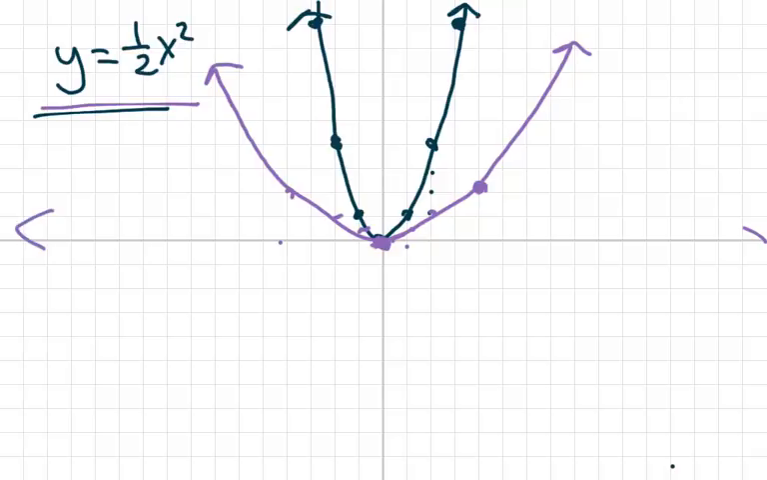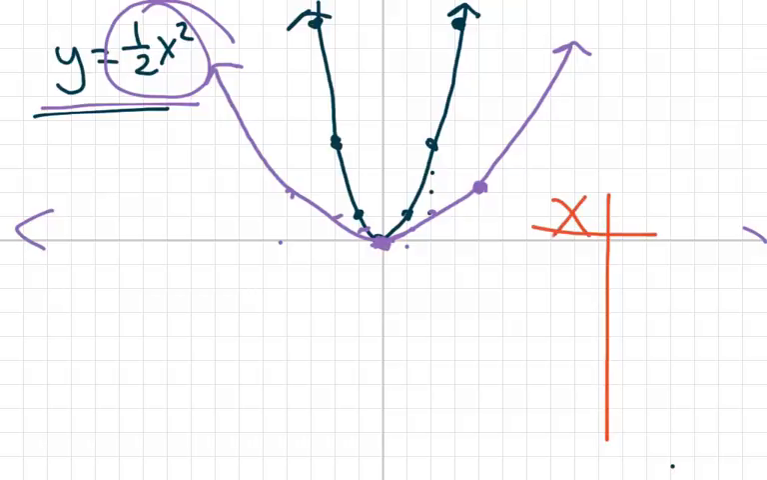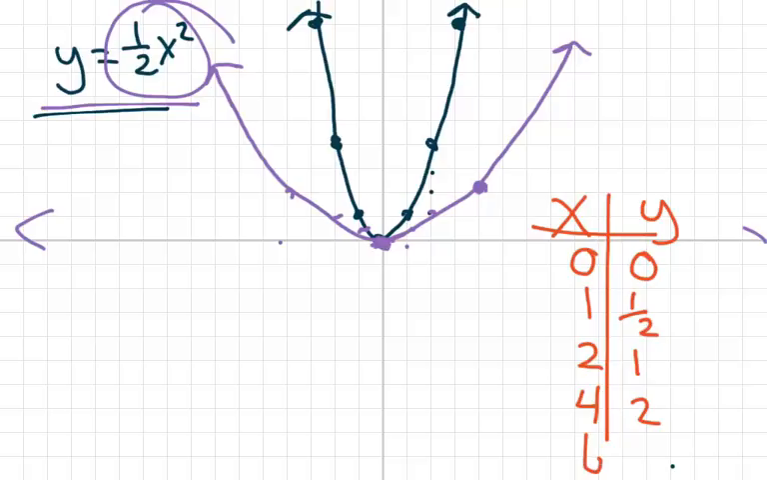And so basically what I did is for this right here, I did a table of values. And what I did is I plugged in 0, and I got 0. Plugged in 1 and got 1/2. Plugged in 2 and got 1. I don't want to do 3, I want to do 4. Half of 4 is 2. And probably the next one I want to do is 6, because half of 6 is 3. I want to do easy things because I'm just trying to get the graph here. And then all I'm going to do is make it symmetric on the other side. Since this went over 4 here, I'm going to go over 4 here on this side as well. So that's how I would graph that.